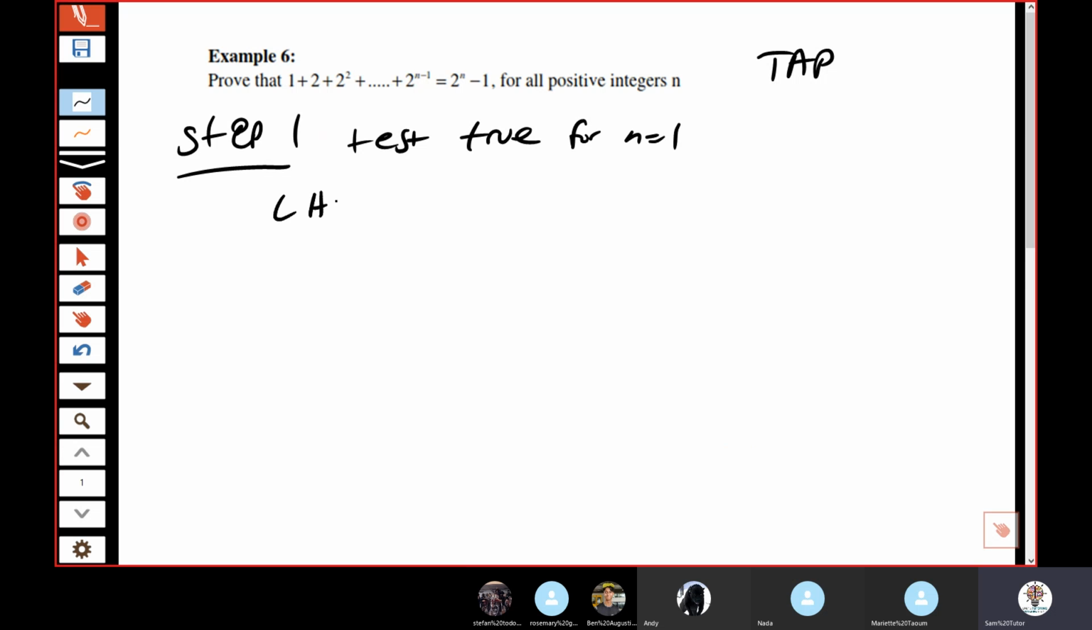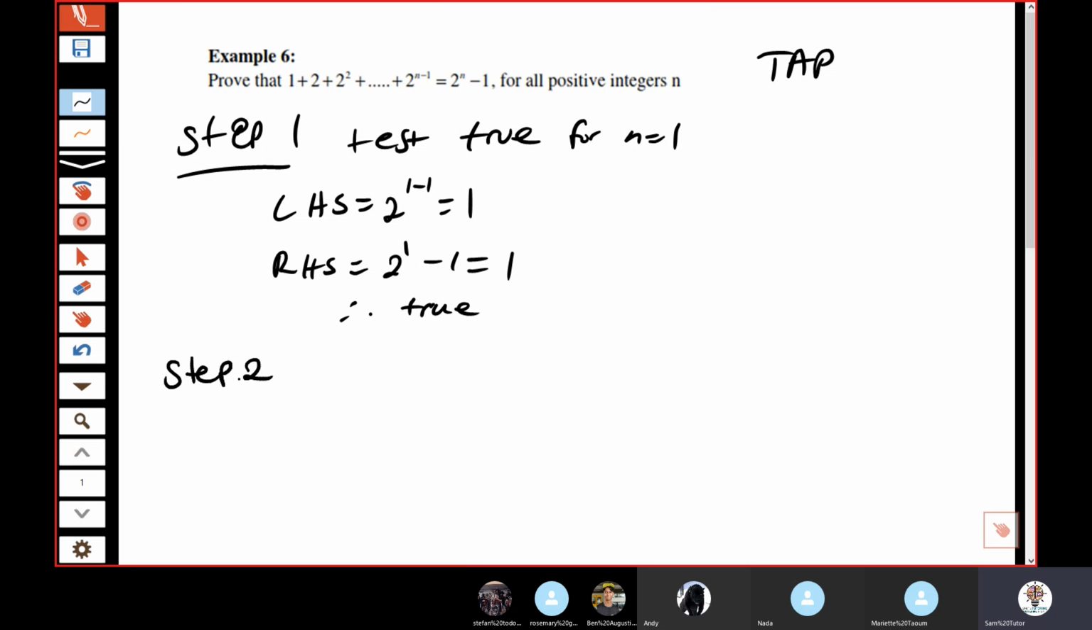Where do I sub it in? To the last term of the left-hand side. 2 to the 1, take away 1 equals 1. Right-hand side. 2 to the 1 is 2, take away 1 is 1. Therefore true. Step 2. Assume. For n equals k, 1 plus 2 squared.